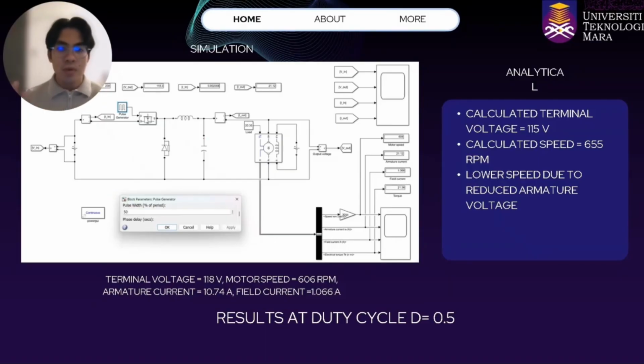Okay, comparing both together, we can see that terminal voltage for simulation, we got 118 volts and motor speed is 606 RPM. When we compare those values to the analytical, they are almost the same. They got terminal voltage of 115 volts and the speed of 655 RPM, which is similar together.